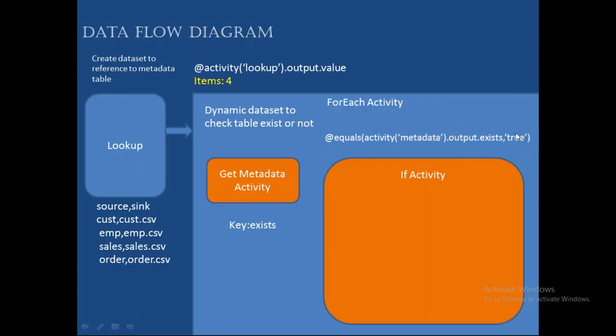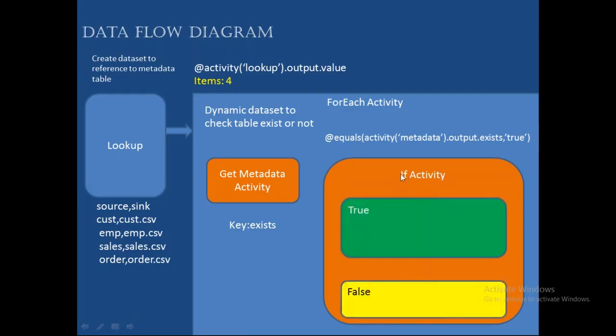If it is true, I'm saying here also true, comma true. I'm checking here whether true comma true are equal. Yes, true and true is always the same. That's why your final condition is going to be true. If it is true, I'm going to add the copy activity. If it is false, I'm going to add the wait activity.